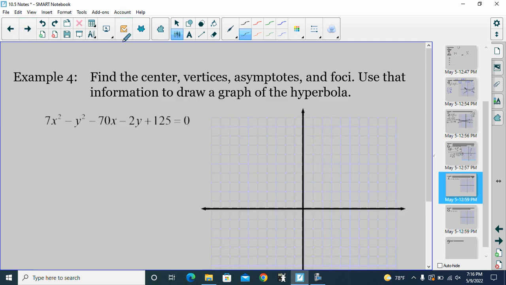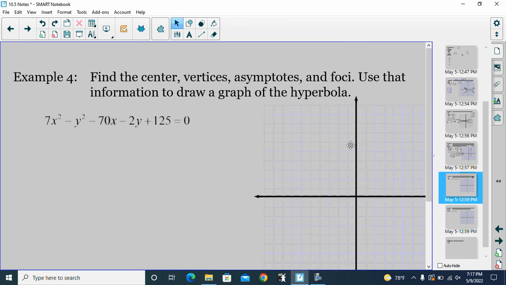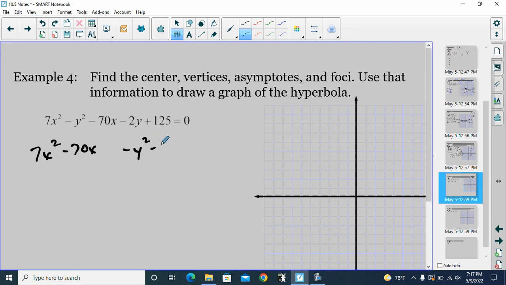The last type of problem is one of these where we are asked to change from this big long expanded form into center form, or standard form, so we can identify the center and then graph it. We do it very similar to how we did ellipses. So I'm going to group my x's together, group my y's together, move my constant over. As always, before you complete the square, we need to take out a common factor, in this case a 7.